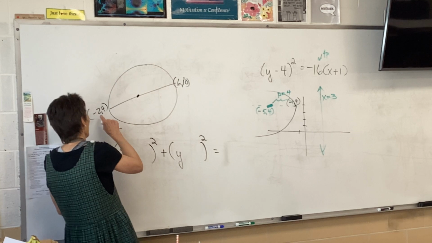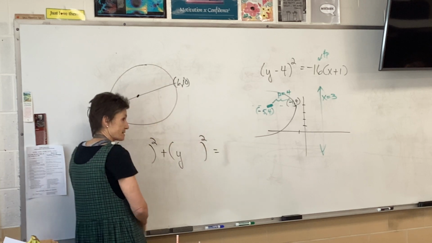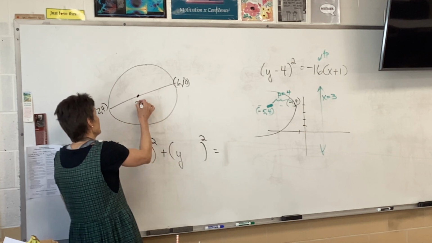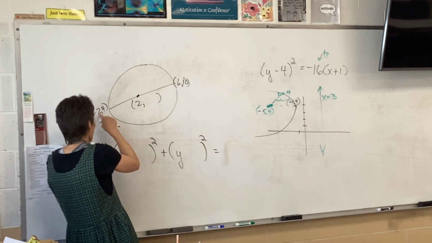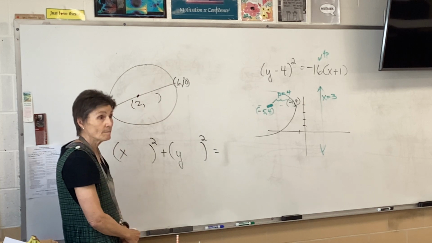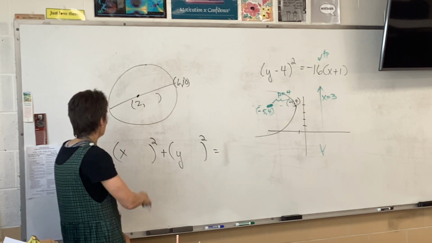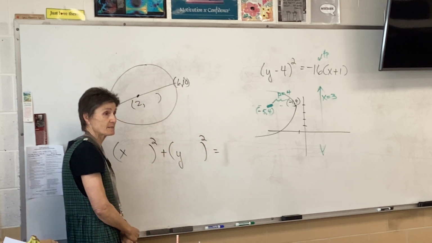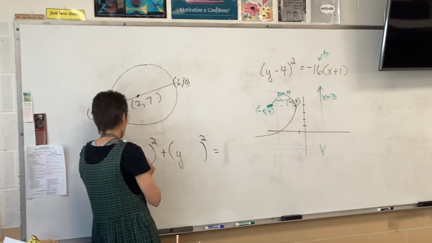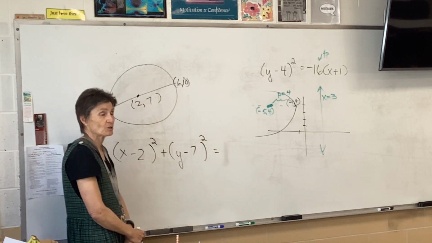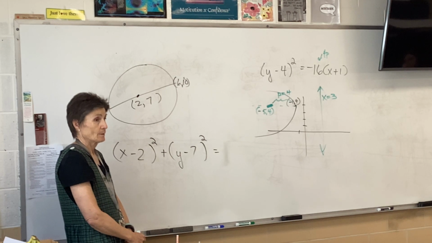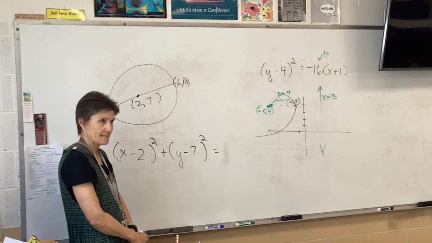So average, what is -2 plus 6? 4 divided by 2, 2. So average these. -2 plus 6 is 4, divided by 2 is 2. 4 and 10 is 14, divided by 2 is 7. So now I can set up that much of my equation. Right? Now what else do I need?